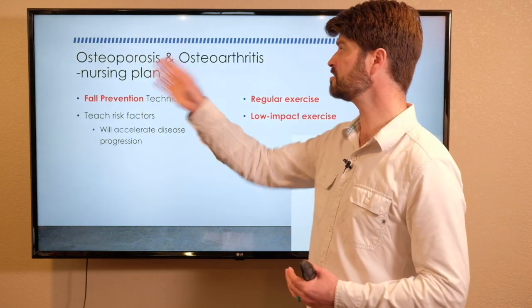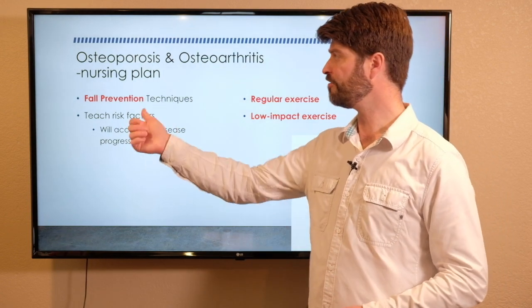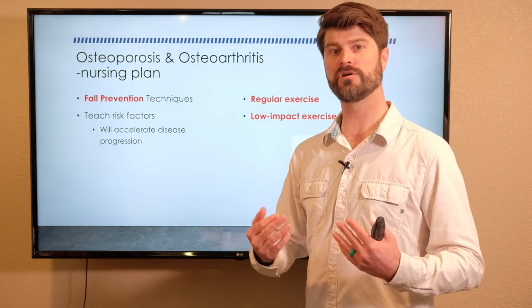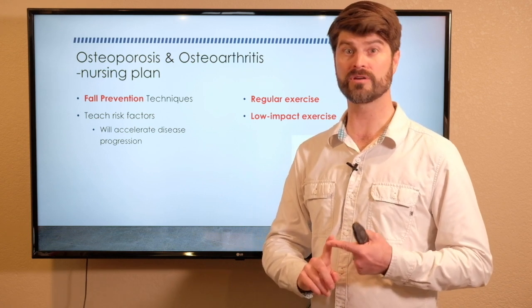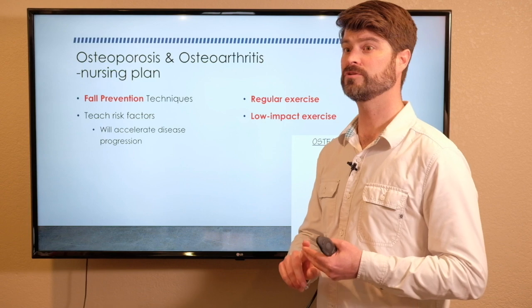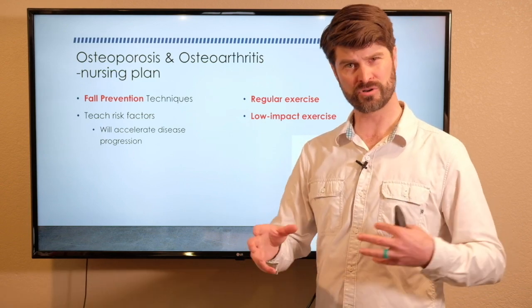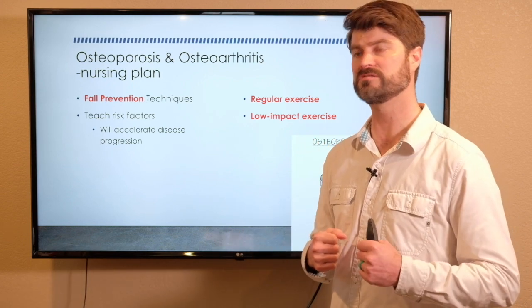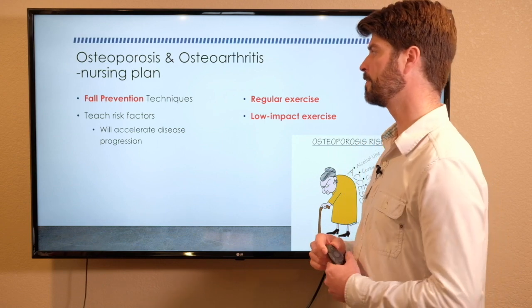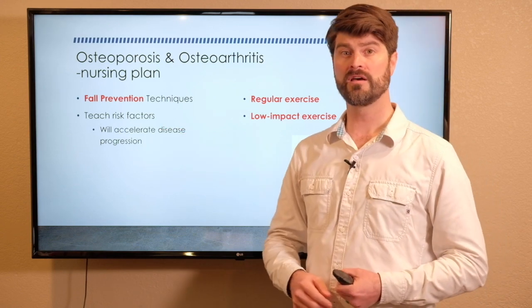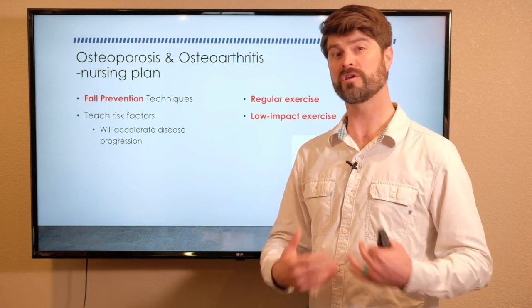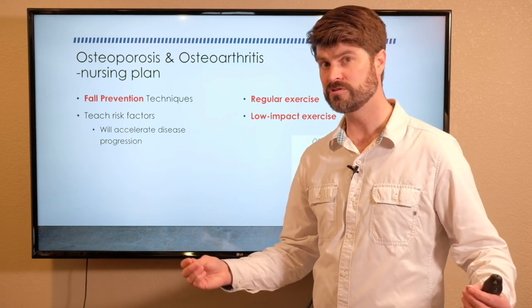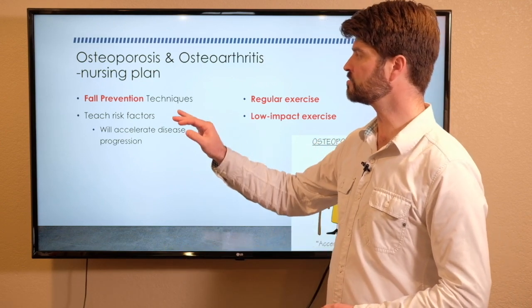For the nursing plan for osteoporosis and osteoarthritis, fall prevention is a big deal, and techniques to do that. So things like getting up slowly, being very careful about orthostatic hypotension, and also being aware of sharp surfaces on furniture around them so that they don't accidentally bump into those pieces of furniture and cause injury. And we want to teach risk factors, things like their environment. So if we're working in a home care environment, do they have lots of thick rugs on the ground, cords draped across the ground, those sorts of things.